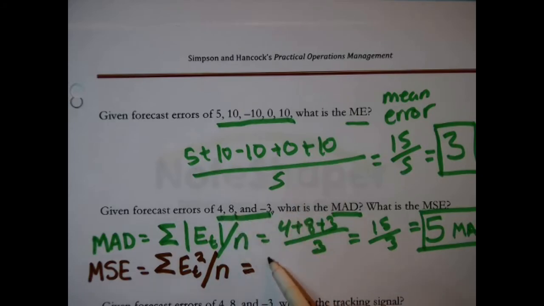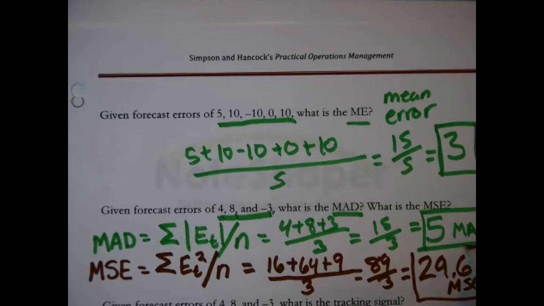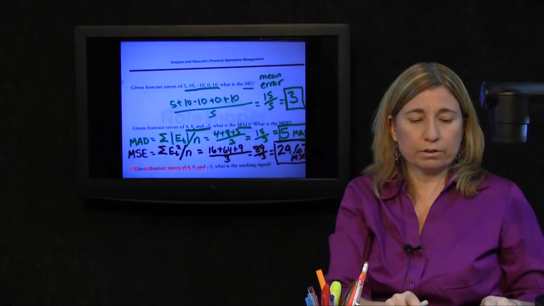I just want to average not 4, 8, and negative 3, but 4 times 4 is 16. 8 squared, 8 times 8 is 64. And 3 squared, 3 times 3 is 9. Average those numbers. I would add them up and divide by 3. I get 89. 89 divided by 3 is 29.67, that's the MSE, the mean squared error, for that particular set of errors.